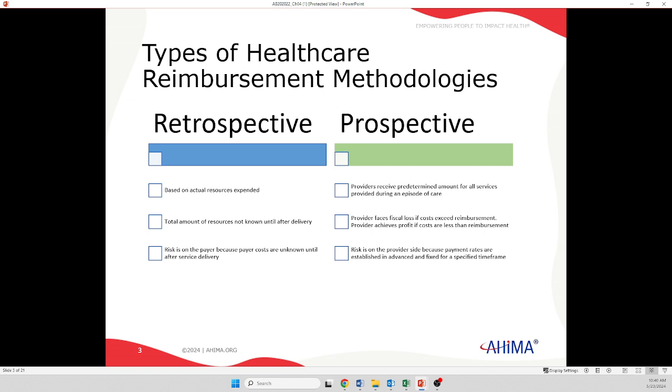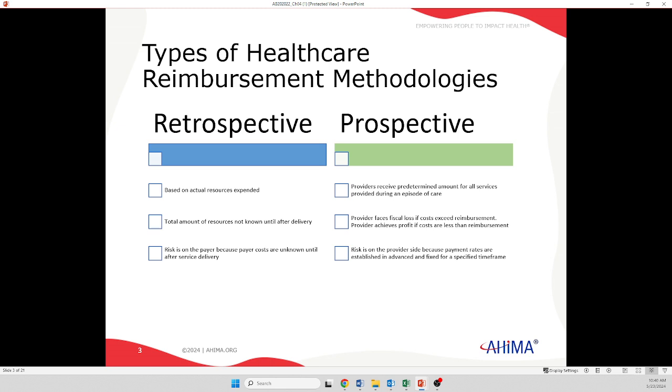So retrospective is a more predominant method. It's based on the actual resources that are expended. It's the total amount of resources, and they're not known until after it's been delivered. And the risk is on the payer, because the payer is going to not get paid until after the services are being delivered. So there's an established rate for each service that may be provided. And then that total is going to be a mix of the procedures and the services.